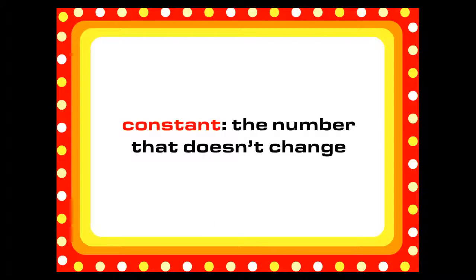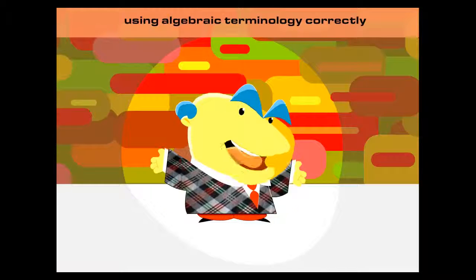Okay, our constant, the number that doesn't change, is the $200. Look at you using algebraic terminology correctly. Video game champions have to know stuff, Mr.